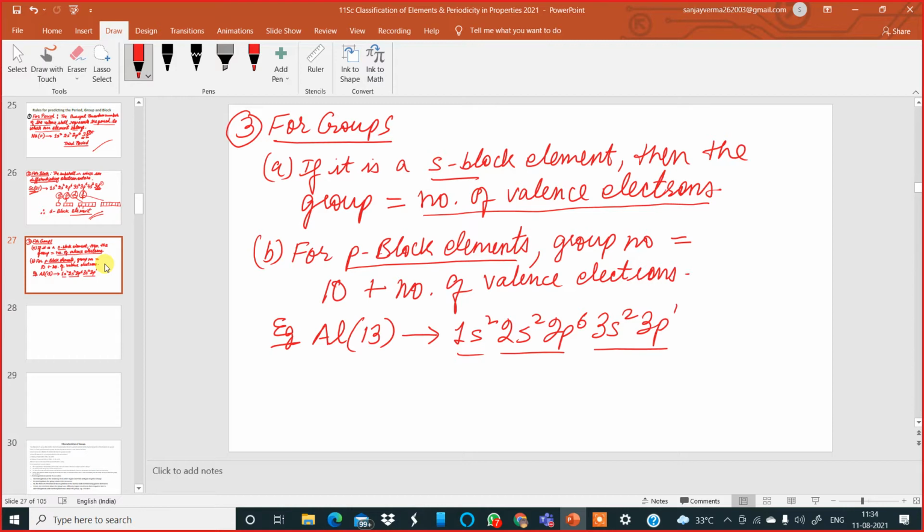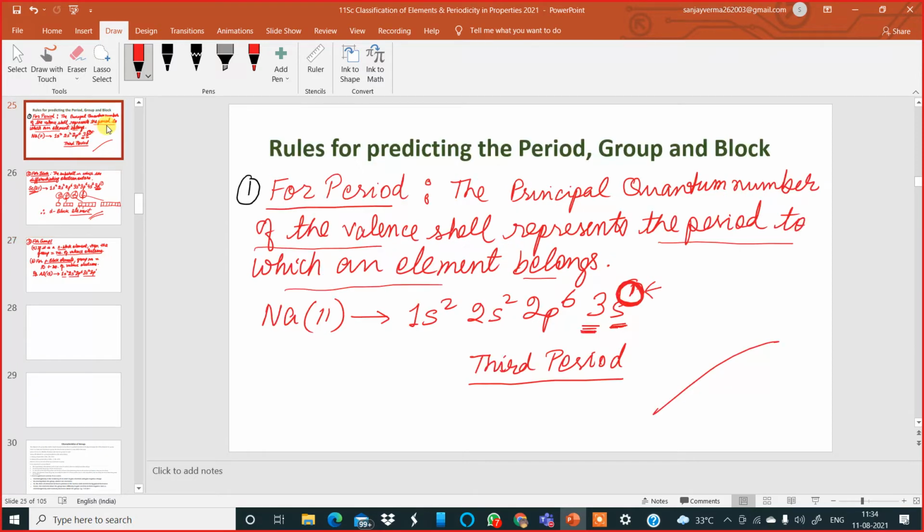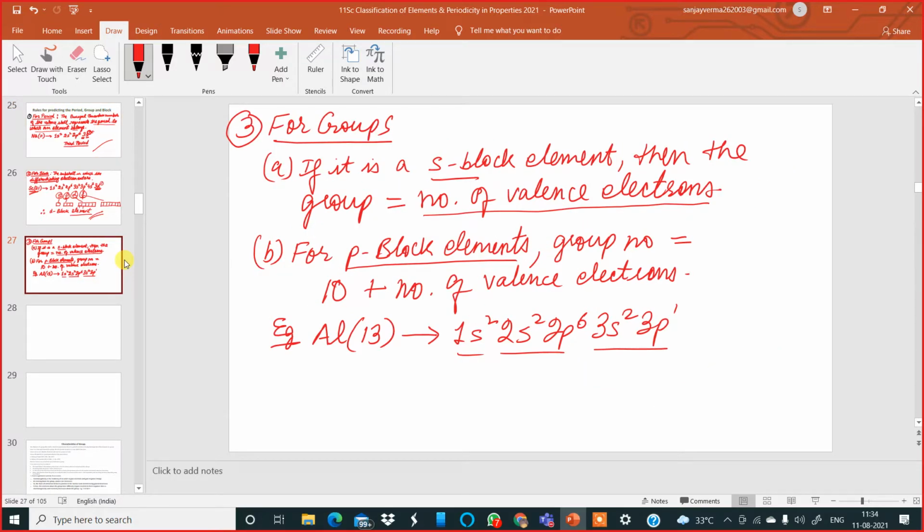Okay. Now you tell me, from here, this element belongs to which period? For the period, what did I tell you? Look at the quantum number of the valence shell. What is the quantum number? 3. Yeah, so the period is 3.